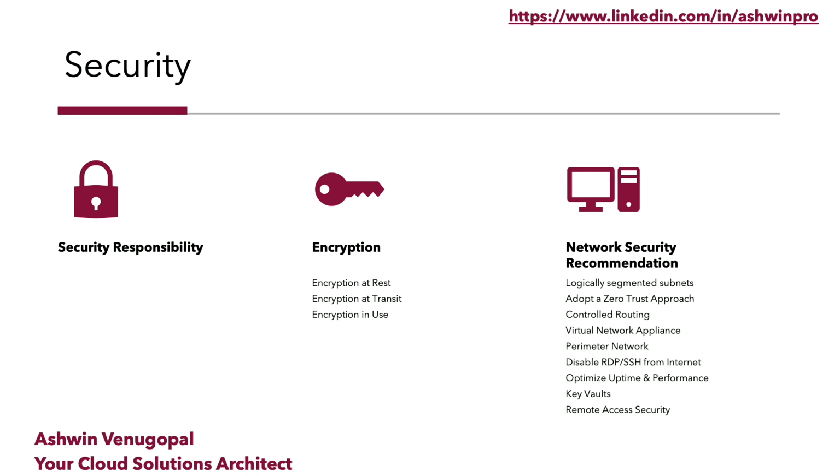And you can talk about a lot of things here, like what you have done to adopt the zero trust approach, and what you have done to ensure there is a controlled routing scenario. Or you can talk about the network virtual appliances that you have used. Let's say, for example, in your design you have used some sort of Palo Alto network virtual appliance or anything like that. So it's something you can talk about.